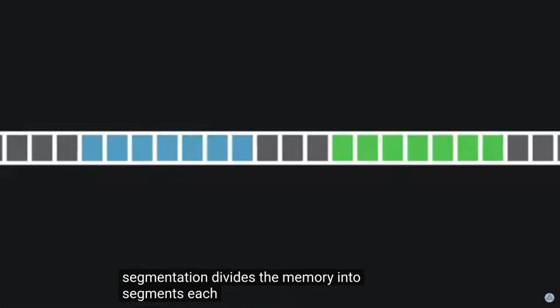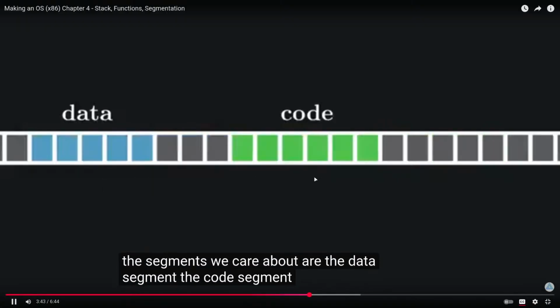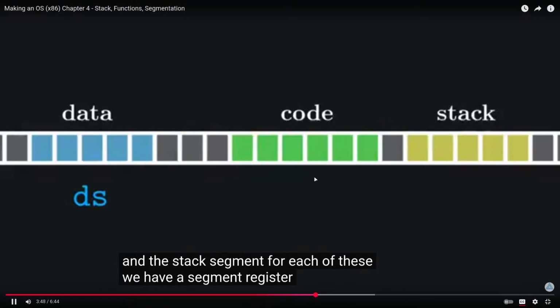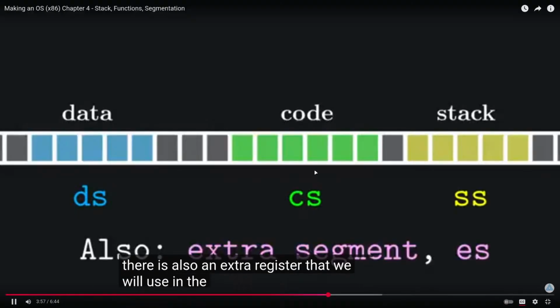Segmentation divides the memory into segments, each up to 64 kilobytes long, so that we can reference the whole segment. The segments we care about are the data segment, the code segment, and the stack segment. For each of these, we have a segment register. DS is the register associated with the data segment, and for the other two, we have CS and SS. There is also an extra segment register that we will use in the next video, but for now it's not necessary to talk about it.